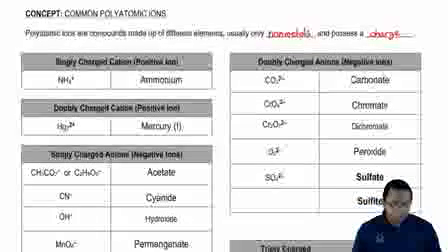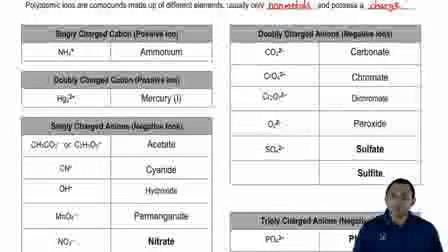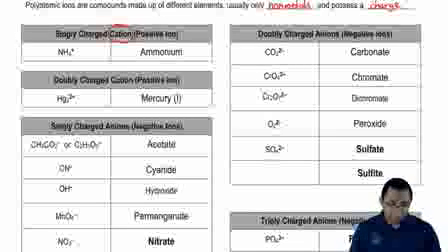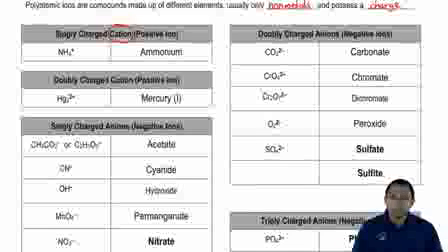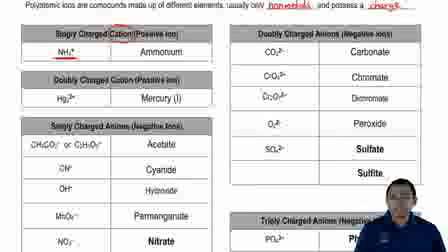Now, let's take a look at each one of these. So for the first category, we have singly charged positive ions. We're going to say that a positive ion is also known as a cation. And we're going to say, for the most part, there's only one that you're responsible for knowing, and that's NH4 plus 1, ammonium. So it's the only polyatomic ion that has a plus 1 charge.